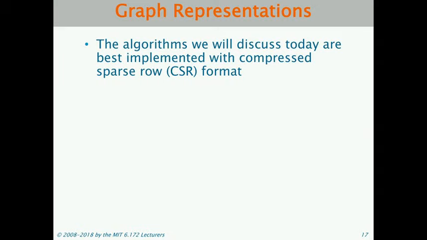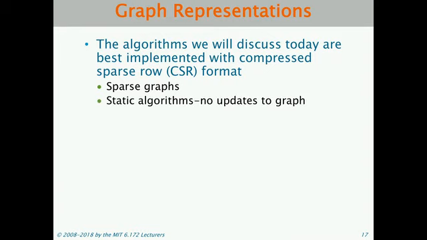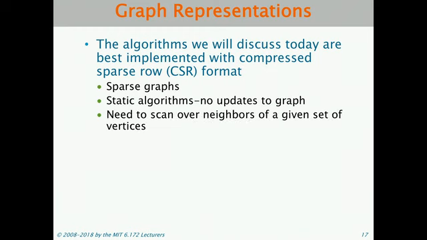For the rest of this lecture, I'm going to talk about algorithms that are best implemented using the compressed sparse row format. This is because we're going to be dealing with sparse graphs. We're going to be looking at static algorithms where we don't have to update the graph. If we do have to update the graph, then CSR isn't a good choice, but we're just going to be looking at static algorithms today. For all of the algorithms we'll be looking at, we're going to need to scan over all of the neighbors of a vertex that we visit. And CSR is very good for that because all of the neighbors for a particular vertex are stored contiguously in memory.